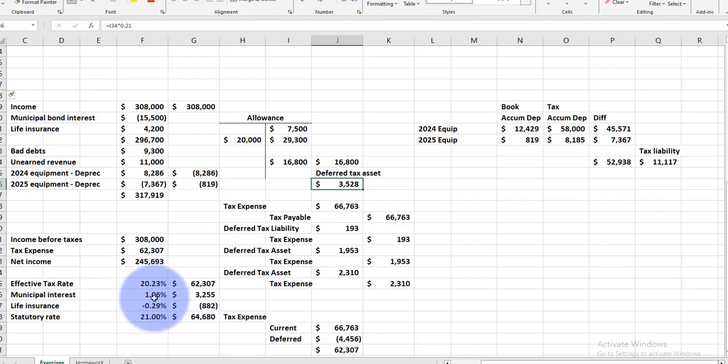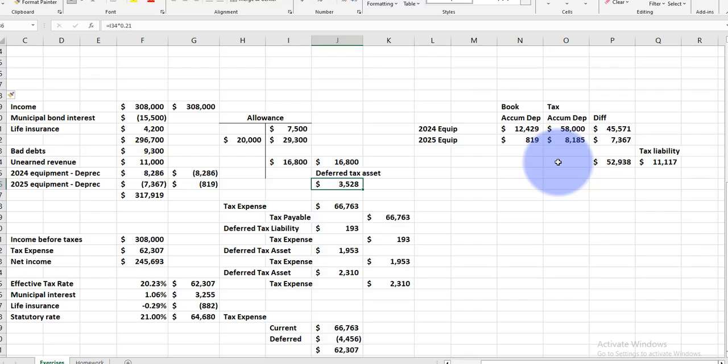What happened? Well, we have 3255, or the tax that would have been paid on the municipal bond interest, but is not. That's at 1.06%, and then we have the life insurance, which goes the other direction. Okay, made our rate go the other way, and so we end up with 21%. And I extended it out, put the decimals in there so you could actually see that with enough decimal places you can make it actually work. If you get rid of that, this is 20, this is 1, this is 0, and it doesn't look like it adds up.